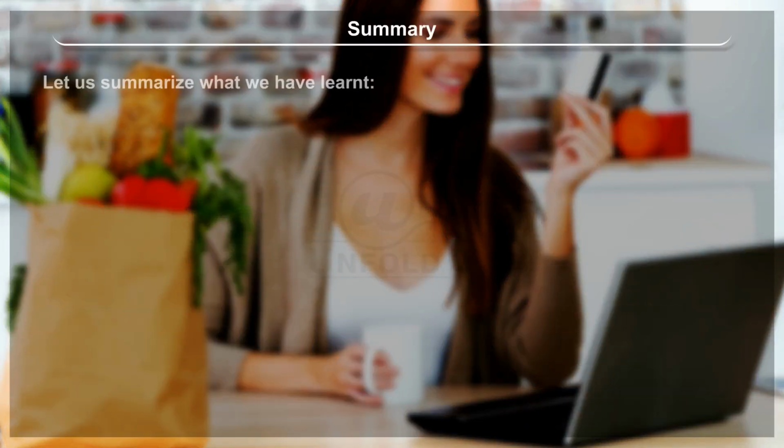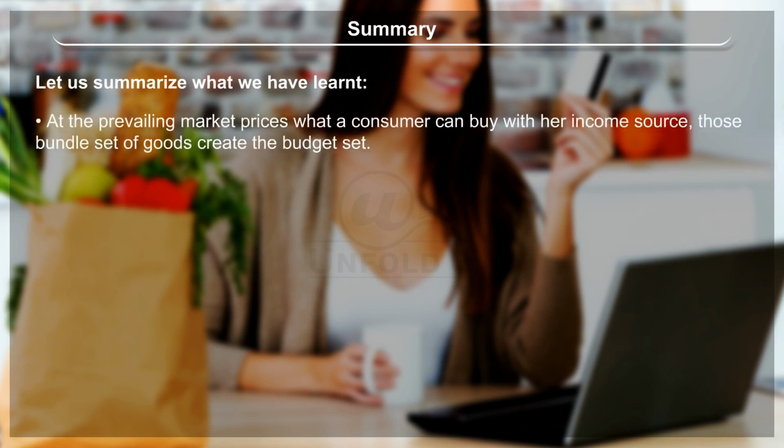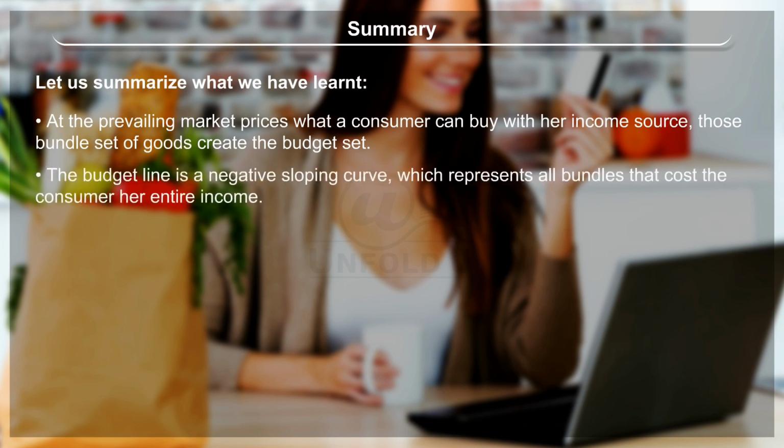Summary. Let us summarize what we have learned. At the prevailing market prices, what a consumer can buy with her income makes up the bundled set of goods that creates the budget set. The budget line is a negatively sloping line, which represents all bundles that cost the consumer her entire income.